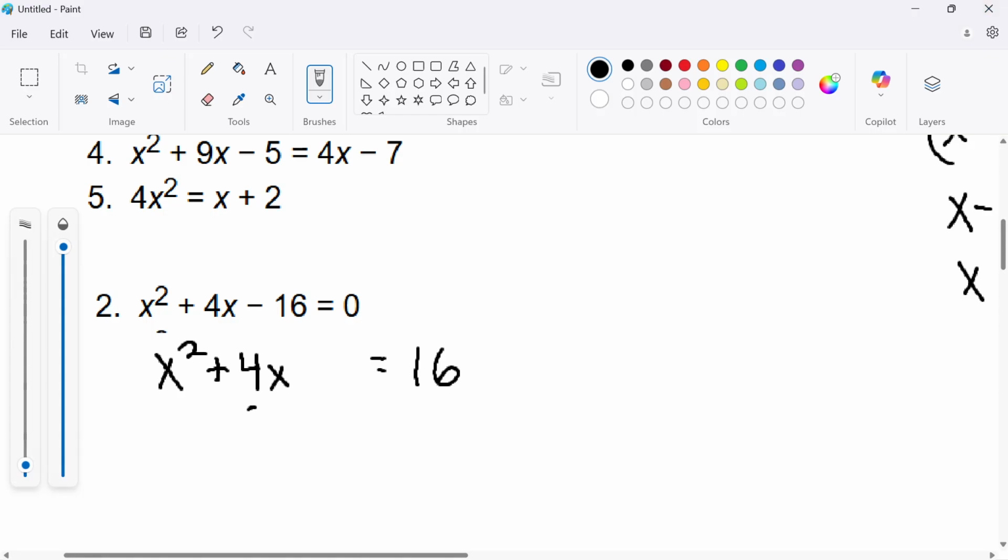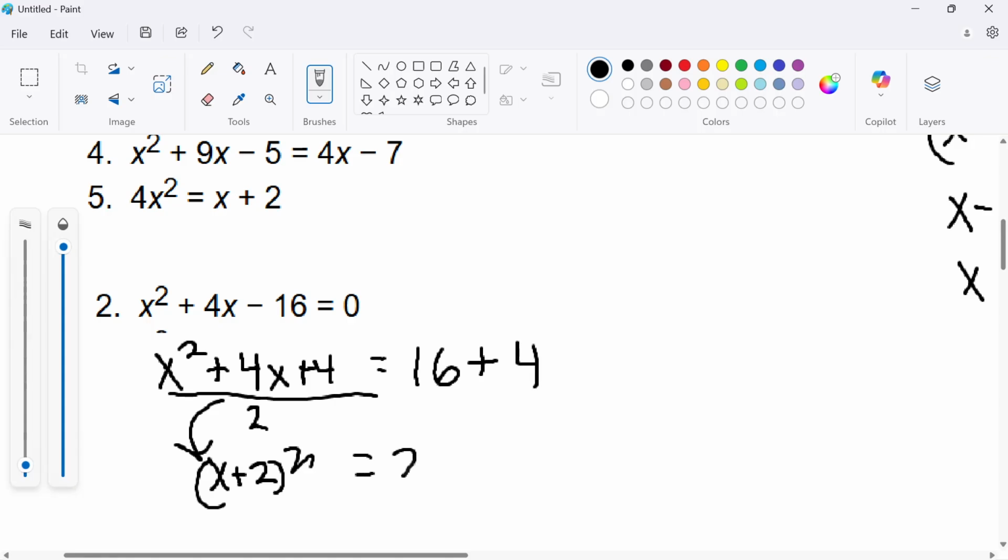Take half of 4, which is 2, so I put x plus 2 squared. And then 2 squared is 4. This whole thing equals that. And then if I added 4 to the left side, I have to add it to the right side, equals 20.